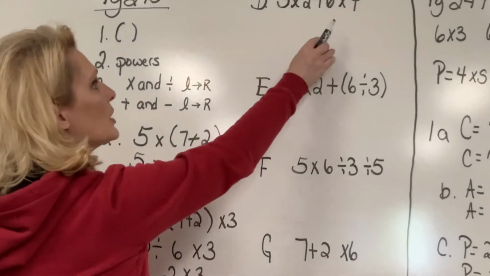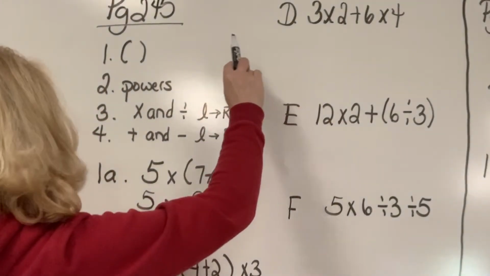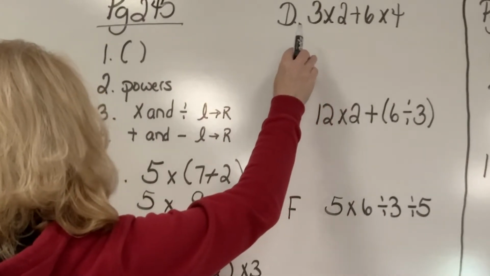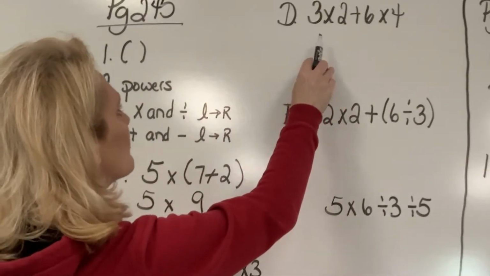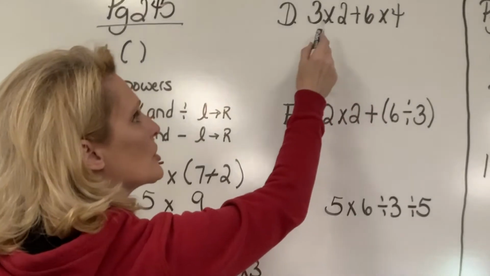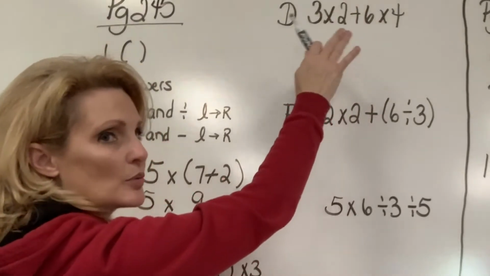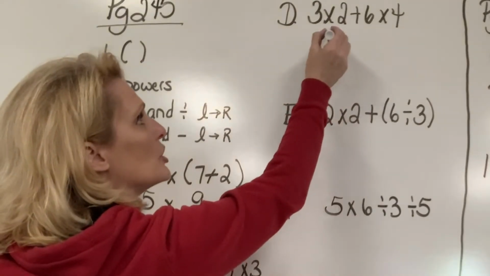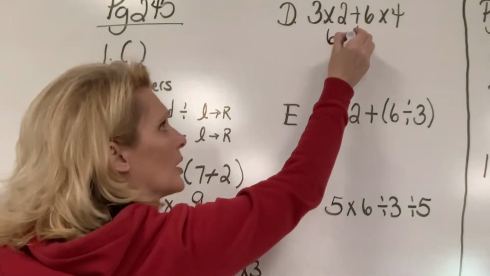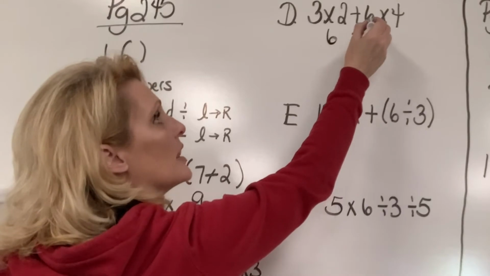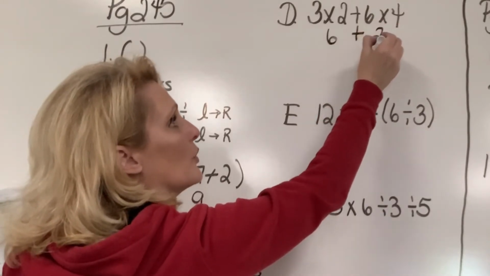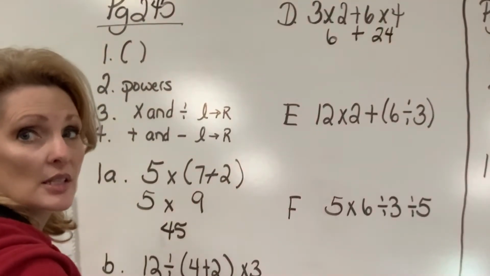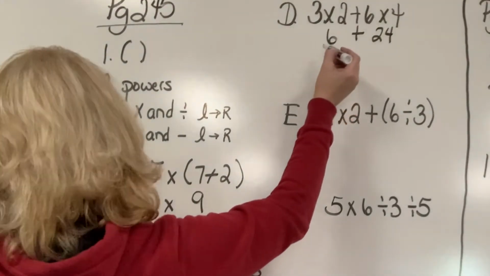Okay? So this one, you don't have any parentheses. You don't have any powers. So first you will multiply first. Don't mess with the addition at this point. So let's do the multiplication. 3 times 2 is 6. Bring down the addition sign. Then 6 times 4 is 24. Okay? So then you'll say 6 plus 24, which is 30.